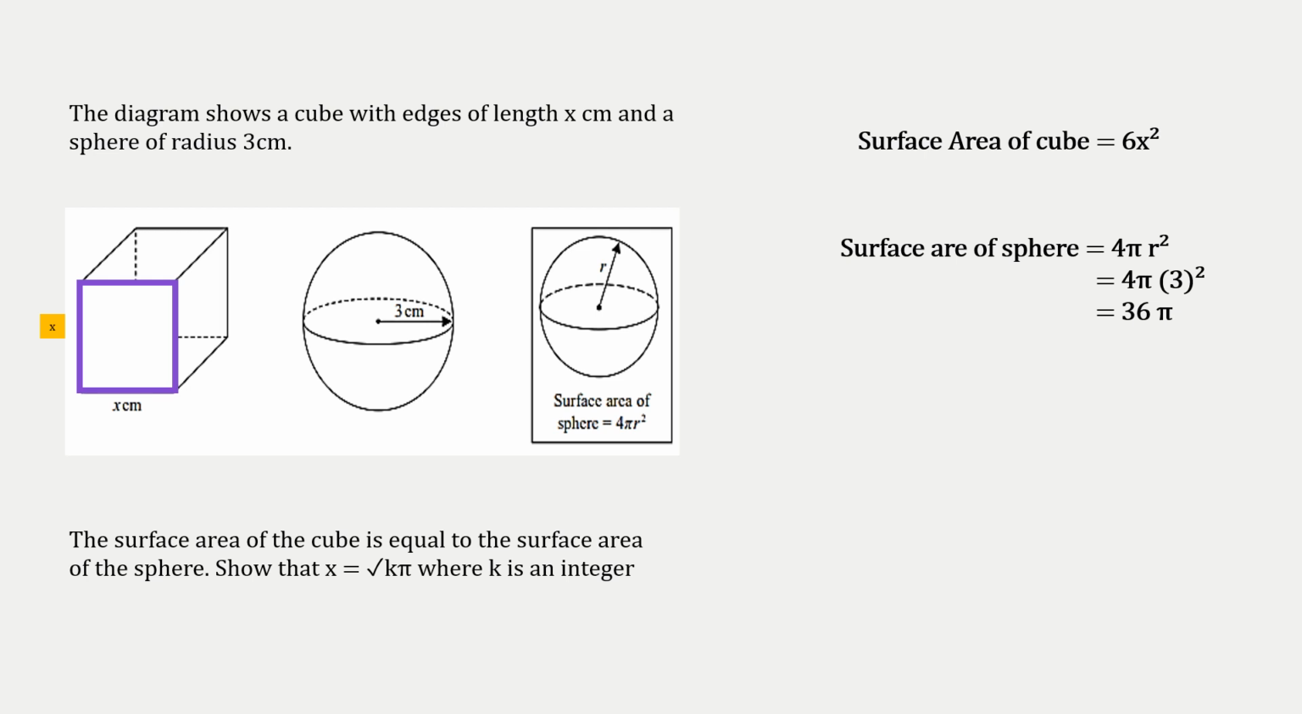Now I need to find the answer as x equal to square root of k pi, where k is an integer, so it means the area of the cube is equal to the area of the sphere. How do I show it? x squared is equal to 36 pi, and if I divide 36 by 6, x squared is equal to 6 pi. The opposite of a square is a square root, so the answer will be square root 6 pi, and this is how I need to write my answer.